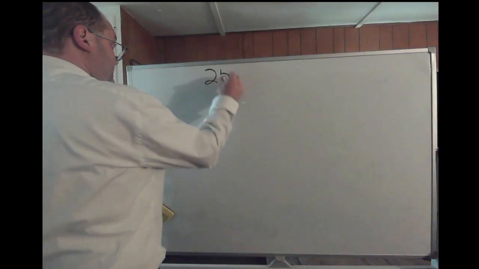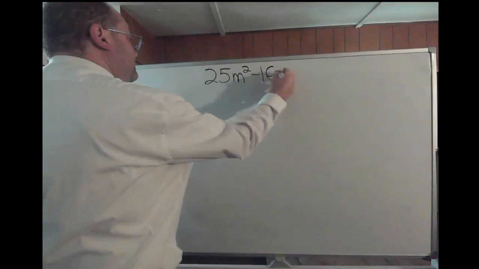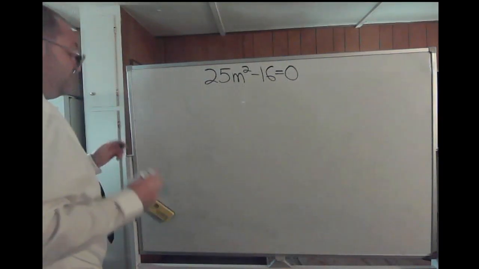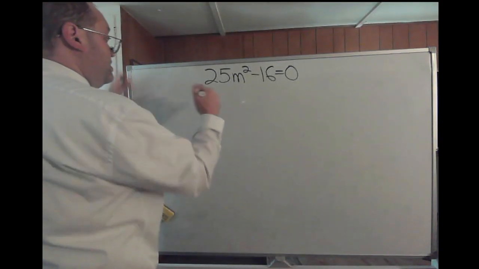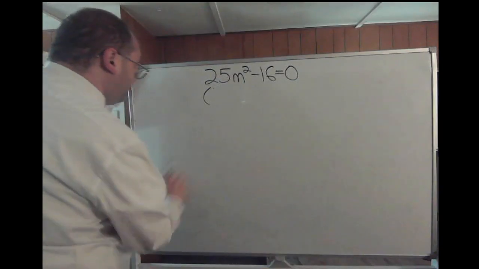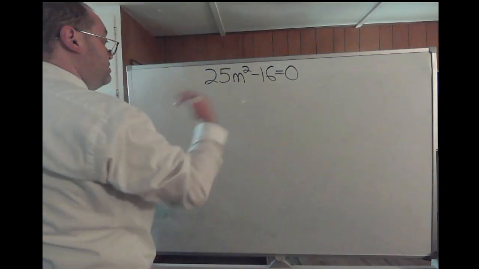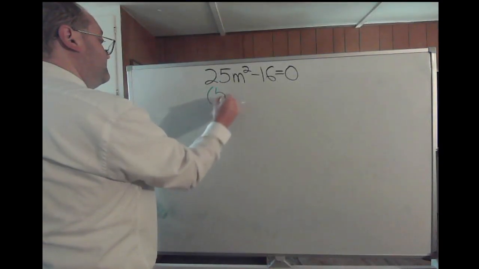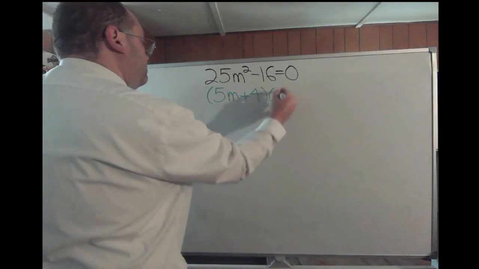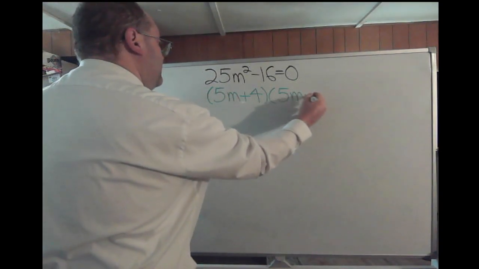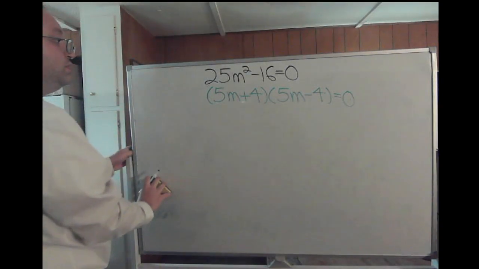Alright, we got 25m squared minus 16 equals 0. Well, this looks like the difference of two squares. So what you would get is the quantity of 5m plus 4 times the quantity of 5m minus 4. You would set those equal to 0.